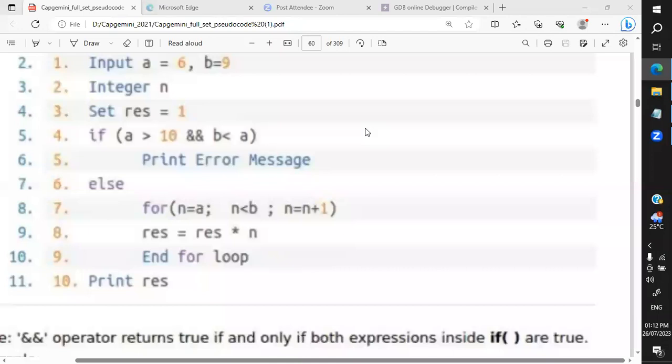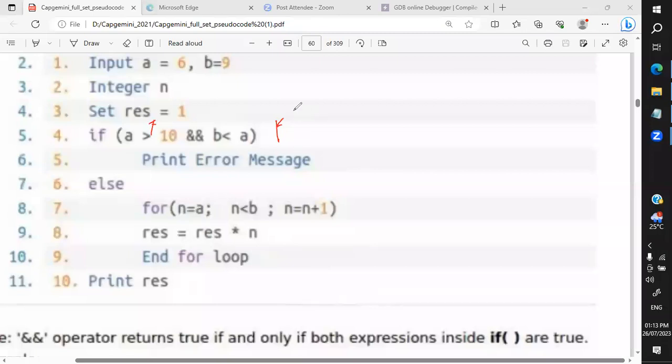Looks like everyone got the same answer, 336. If anyone didn't get it, just look at the screen and try that. Initially, we have some A value and B value fixed, which are nothing but 6 and 9. Then we have 6 greater than 10. Is it true or false? False. As it is false, should I check the second one? Need not, because false and anything is going to be false only. So as the first condition is false, we'll go to the else part.